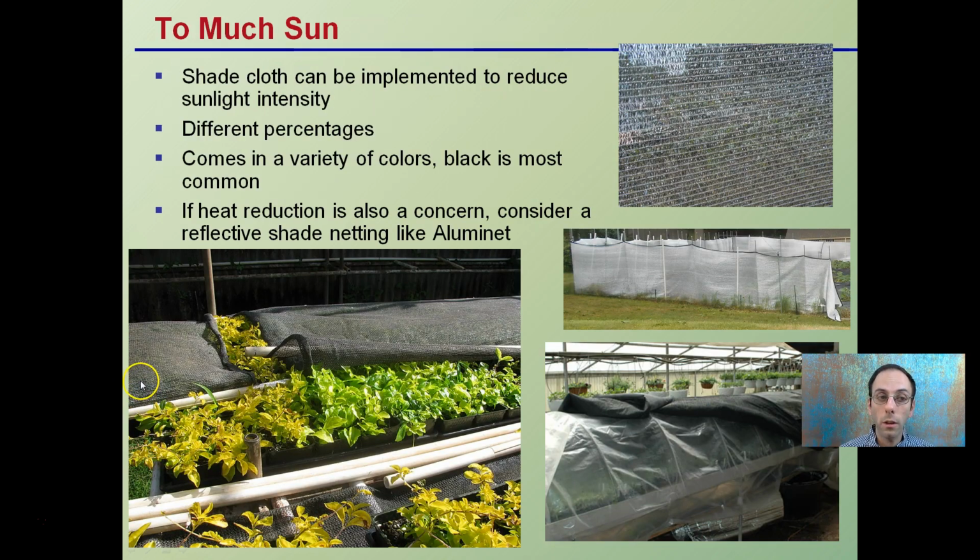If there's too much sun in the area, shade cloth can be implemented to reduce the sun's intensity. There are different percentages of shade cloth. It comes in a variety of colors, black being the most common. However, when we're looking at heat reduction, black can absorb a lot of heat, even though it is reducing the amount of sun exposure that the plants under it get. But there's other reflective netting like aluminet, which literally looks like little bits of aluminum, very shiny, and can also help produce the shade effect without getting as hot because it's reflecting more of the heat and light. Here it's just blocking some of the light and getting warmer, especially on long summer days.